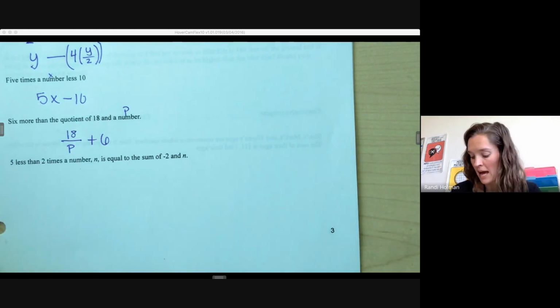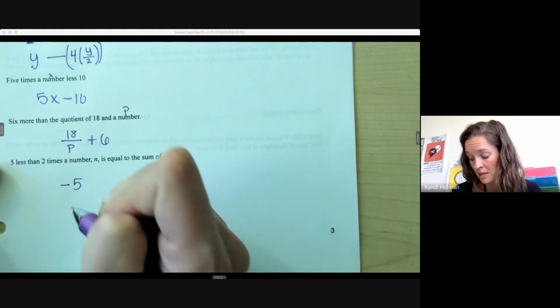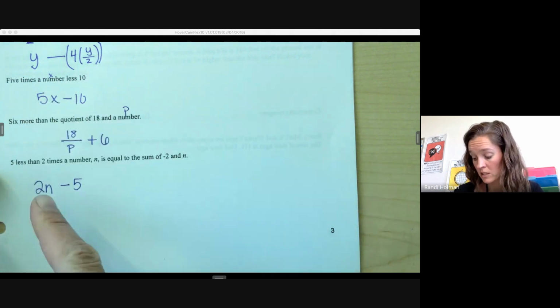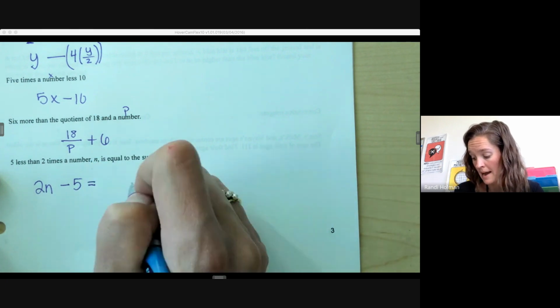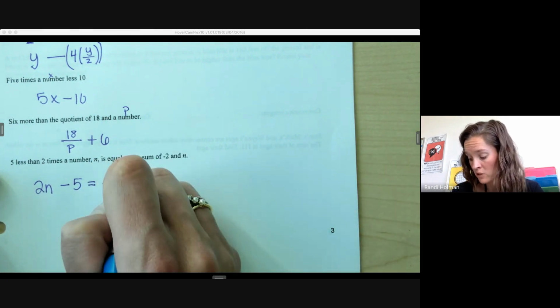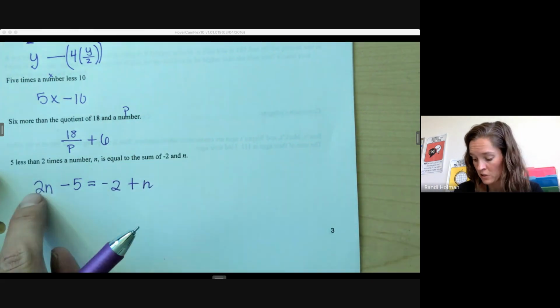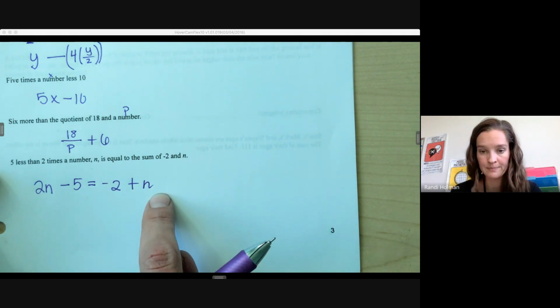And finally, 5 less than 2 times a number n is equal to the sum of -2 and n. That's a lot. 5 less than, so we're taking away 5 from something. 5 less than what? 2 times the number n, so 2n, taking away 5 from 2n, is equal to the sum, so we're adding, what are we adding? -2 and n. 5 less than 2 times the number is equal to the sum of -2 and n.